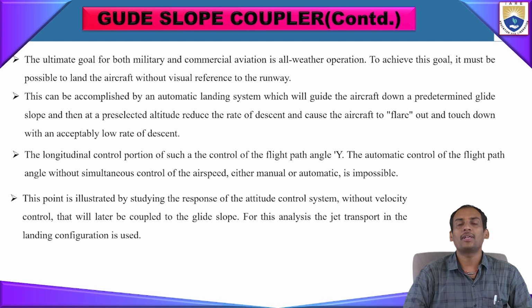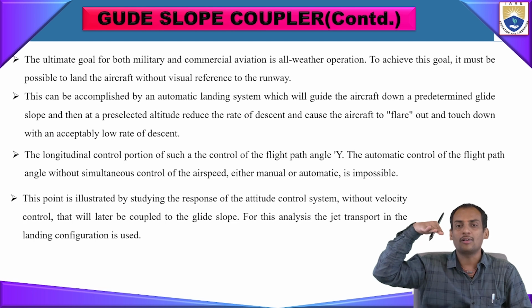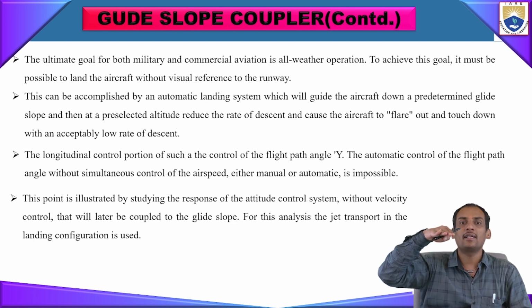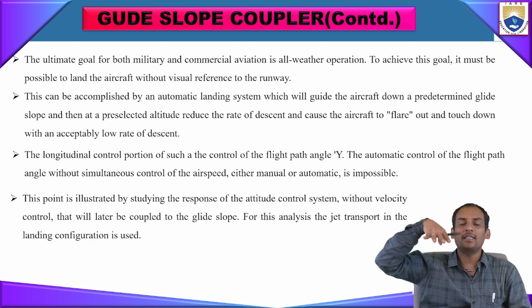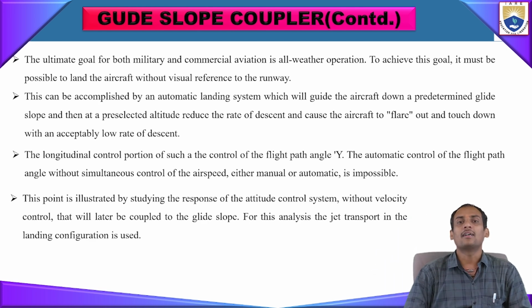So when it is touching down and running on the runway, it follows the predefined glide slope, and then at the pre-selected altitude the rate of descent is reduced. If we select the predefined glide angle and follow it, the aircraft will automatically follow the gliding path and touch down without any further deviation.